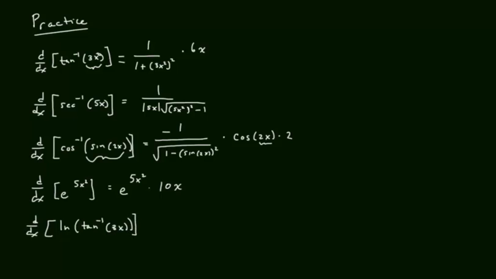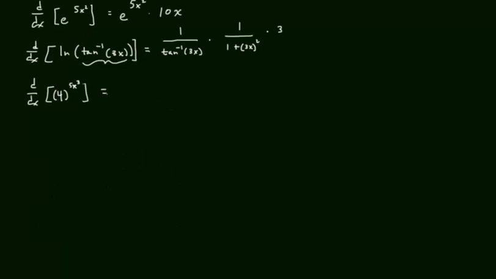Now, I know I'm moving quickly, so try your best. Press pause at the end of each one of these and see if you can figure them out. Natural log of this stuff. The derivative of natural log of stuff is 1 over stuff times the derivative of stuff. And the derivative of inverse tangent 3x is 1 over 1 plus little stuff squared times the derivative of the little stuff, times 3.